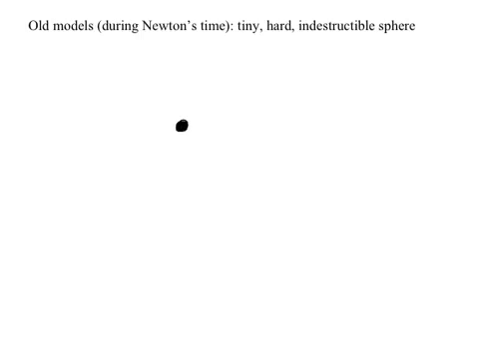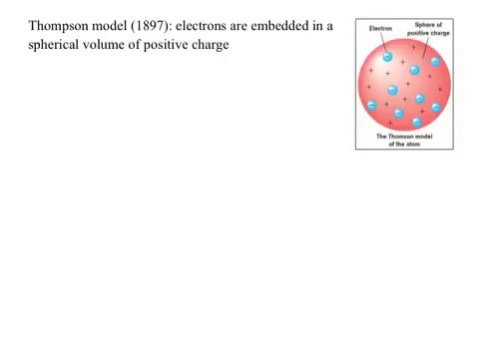Then around 18, the next model came out, which was the Thompson model. And this model stated that the electrons were embedded in a spherical volume of positive charge. And that's what you're seeing here. Imagine this spherical object, the red, with these blue electrons embedded all in the red sphere of mass. Now, this red object was considered to have a positive net charge, and then the negative charges of each electron meant that this was still considered to be a neutral charge.